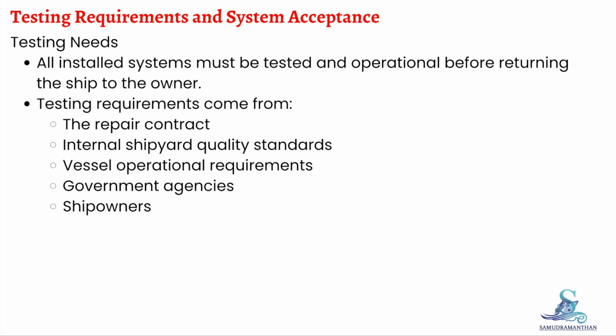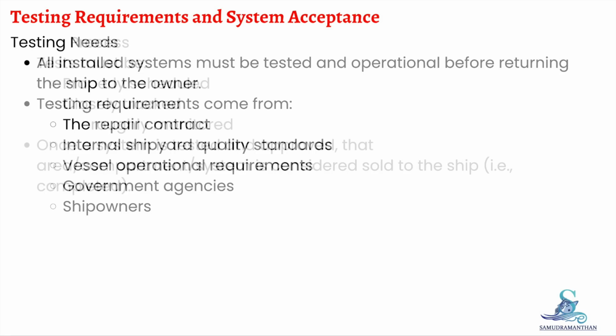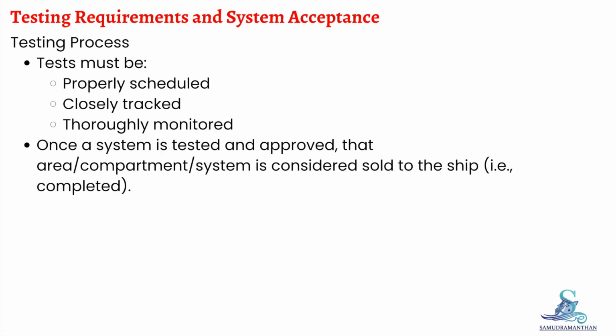Testing requirements and system acceptance. In ship repair, all installed systems must be tested and fully operational before the ship can be returned to the owner. Testing requirements typically originate from the contract, but additional testing requirements may come from internal shipyard quality departments, vessel operation standards, government agencies, and ship owners. Tests must be scheduled, tracked, and monitored thoroughly to ensure proper completion. Once a system has been successfully tested and approved, the area, compartment, or system is considered sold to the ship, meaning it is officially completed.